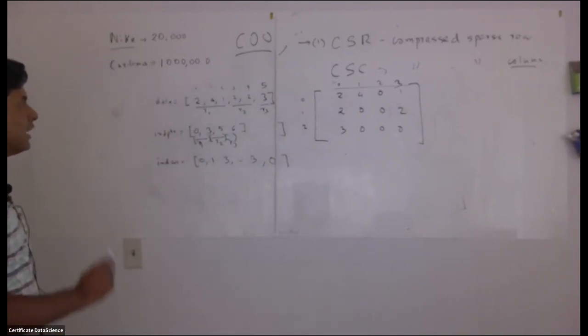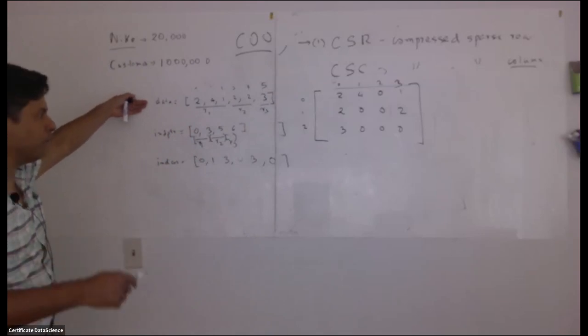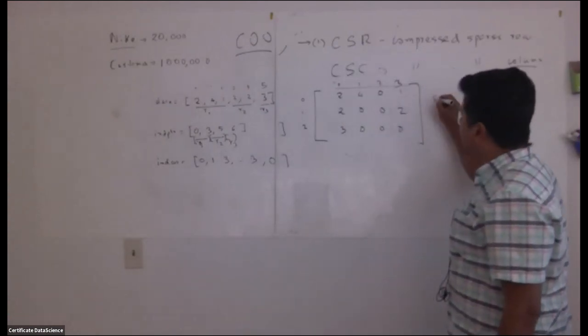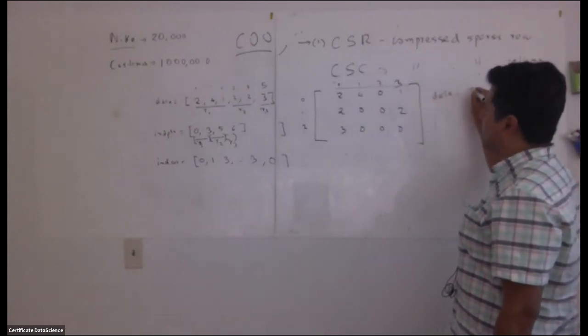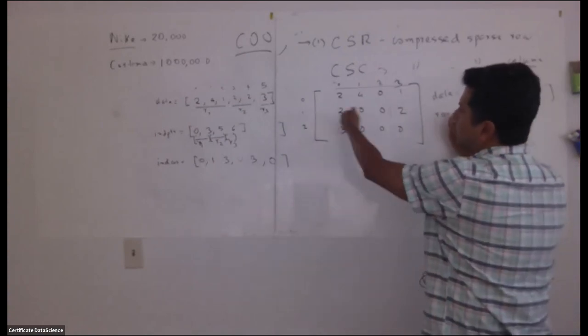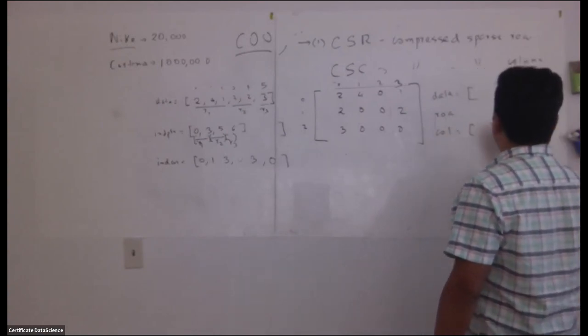So the CSR format has, let's contrast it with COO. What is the difference? COO also has the data, no problem. It has the same data, but instead of this complex representation, it has row and column arrays.